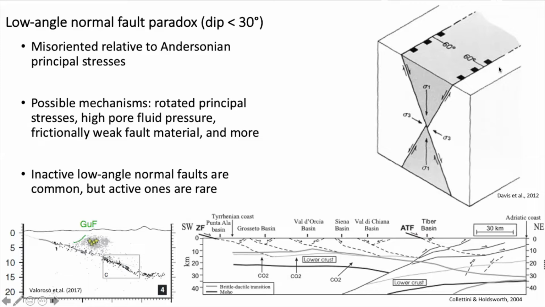However, we see abundant geologic evidence of kilometer scale offsets on low angle normal fault structures that dip less than 30 degrees. And so there's been a long-standing debate about the mechanics of these faults, including questions of how they're able to slip mechanically, and also whether they slip seismically or aseismically. So some of the possible mechanisms that have been proposed for allowing slip on these low angle structures include rotated principal stresses, high pore fluid pressures, or really frictionally weak fault zone materials like clay-rich gouges.